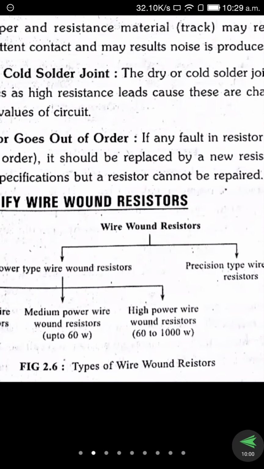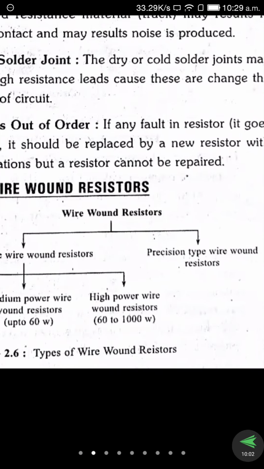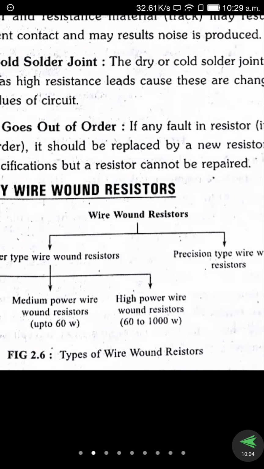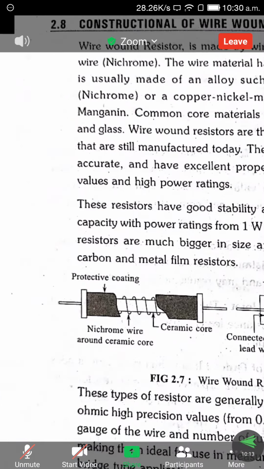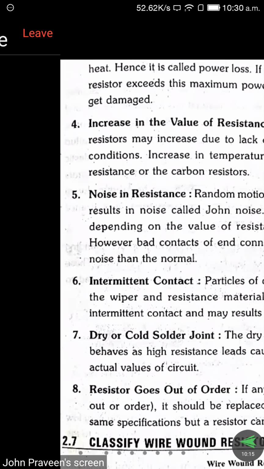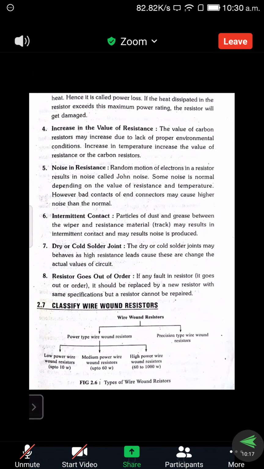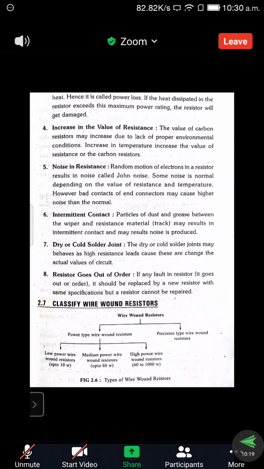and high power rating is we are considering as 60 watts to 1000 watts. So in these ranges, these are available. Construction. So once we see about the construction, here we are taking a rod. So that is the ceramic or whatever the rod.